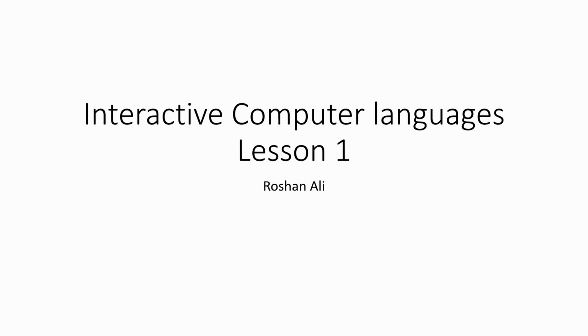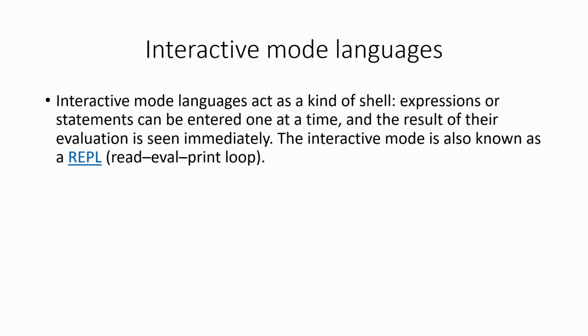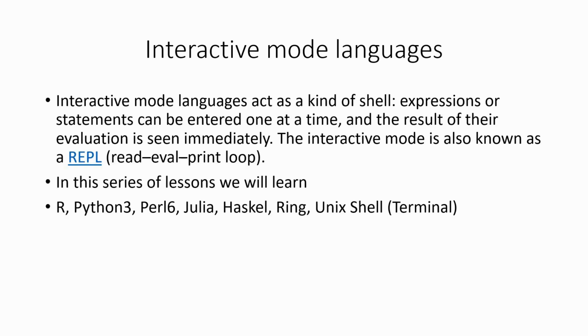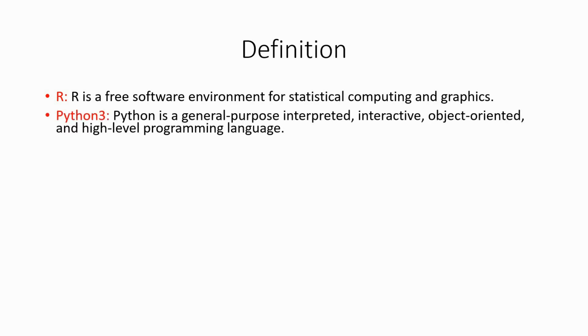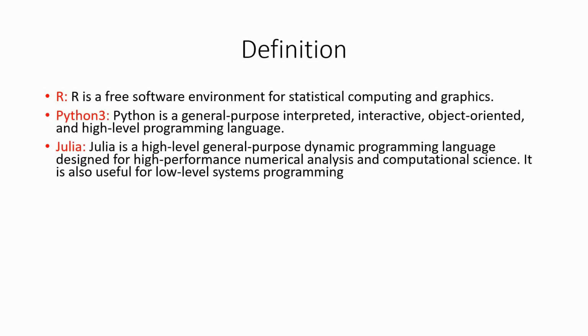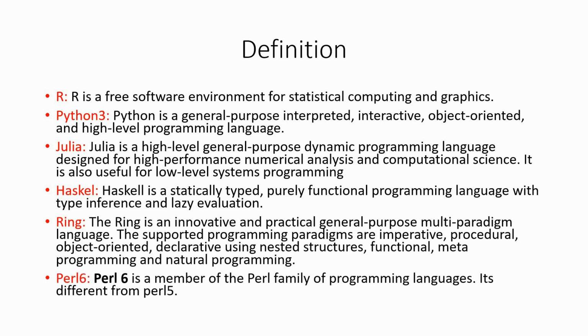We will compare different commands of those languages and I will also show them to you practically. Now let's first see what interactive languages are. Okay, these are the definitions of these languages: Python 3, Julia, Haskell, Ring, Perl 6.